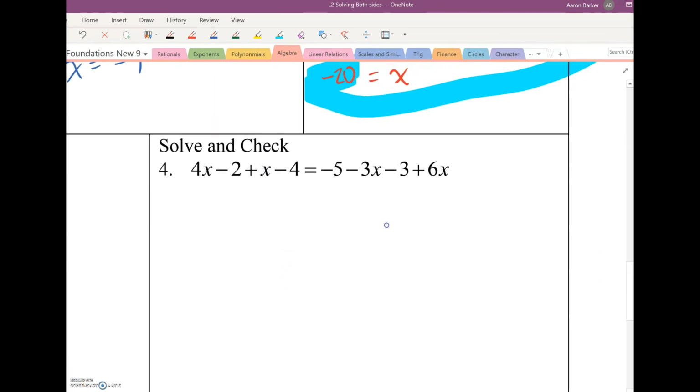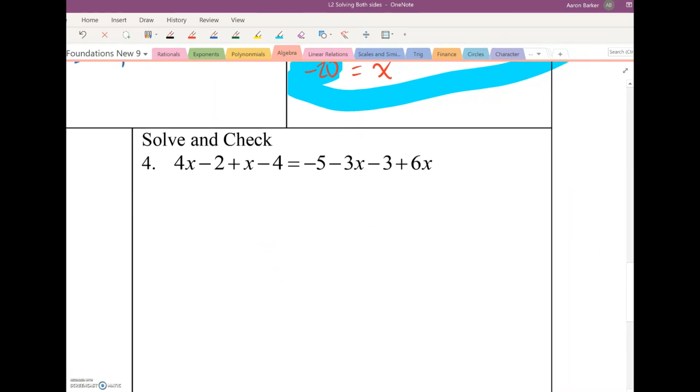Last question, here we go. Solve and check. Now this is where we're going. It looks big and ugly, but it ain't. Kind of like Mr. Barker. So simplify both sides. You don't want to change, you don't want to move stuff. It's not time for moving, it's time to collect like terms.